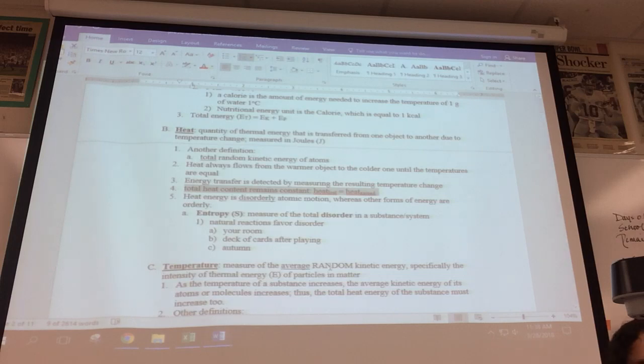One other key concept, you'll see that total heat content remains constant, so any heat lost by one must be gained by the other, and we'll talk about that concept when we talk about calorimetry later in the week. You'll also see that heat energy is disorderly atomic motion, whereas other forms of energy are orderly.